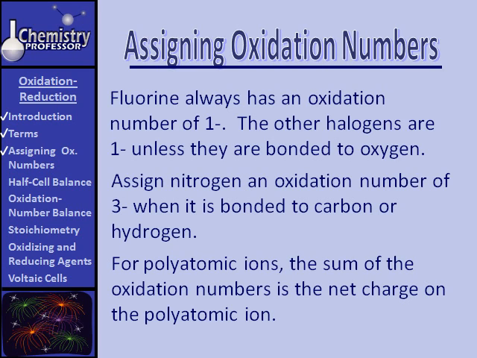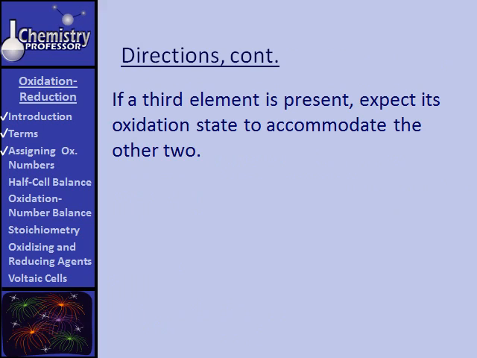For polyatomic ions, the sum of the oxidation numbers is the net charge on the polyatomic ion. Haven't we said that before? For example, with nitrate, it'd be -1. With sulfate, -2. With ammonium, it'd be +1. Well, hey, there's more yet. If there's a third element, expect its oxidation state to accommodate the other two. For example, potassium dichromate. You can expect the chromium, which is the one in the middle, to adjust to the other two.